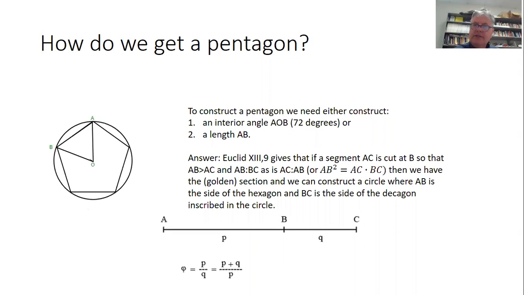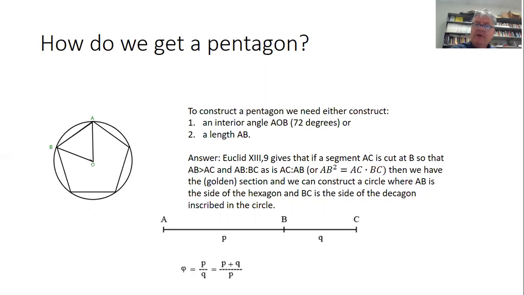Okay, so let's think for a moment how we could possibly get a pentagon. We've had a little bit of experience in trying to construct polygons. And so we know that we need either to construct an angle, for example, the interior angle of the polygon, which for the pentagon would be 72 degrees, or a length, the length of the side of the polygon that we want.